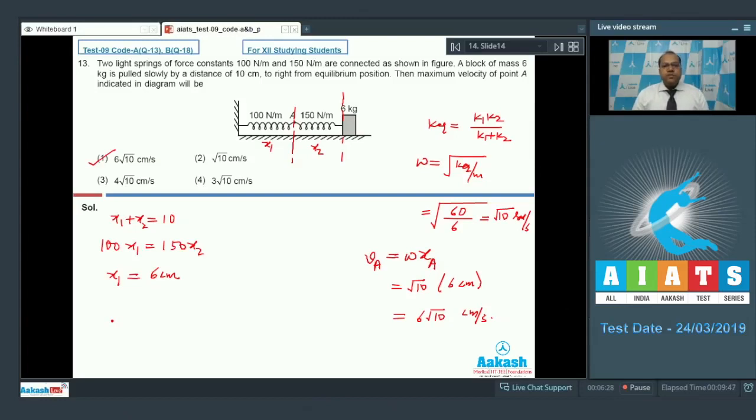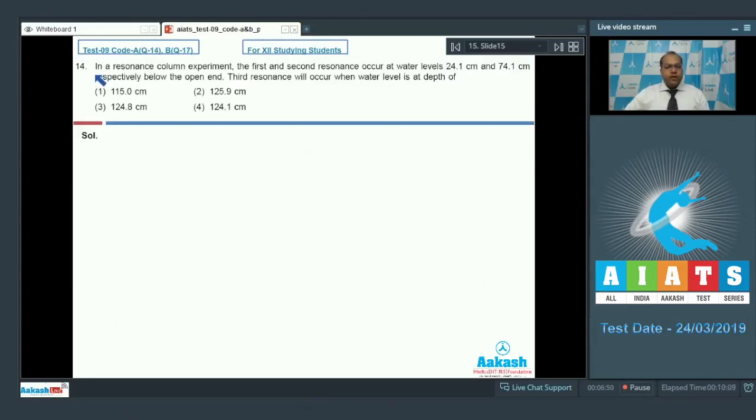Let's move to question number 14. In question number 14, in a resonance column experiment, the first and second resonance occur at water levels 24.1 centimeter and 74.1 centimeter, respectively, below the open end. The third resonance will occur when the water level is at a depth of.